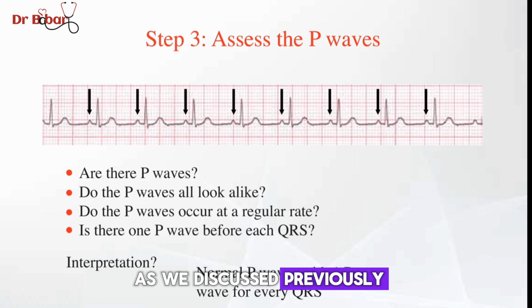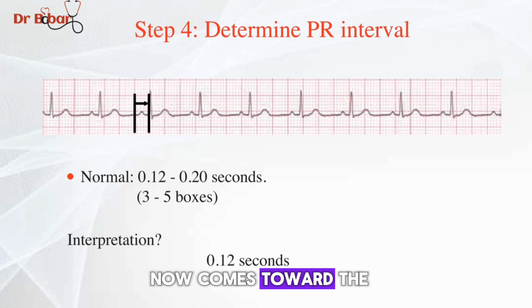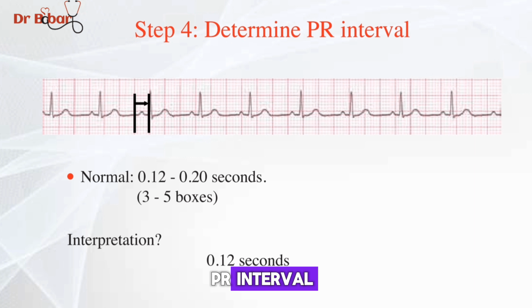As we discussed previously how to assess the rhythm, we apply the same on the P wave. Pick a paper and measure the distance between 2 P waves. If the distance is constant between 2 P waves, it's regular. Otherwise there is an arrhythmia.